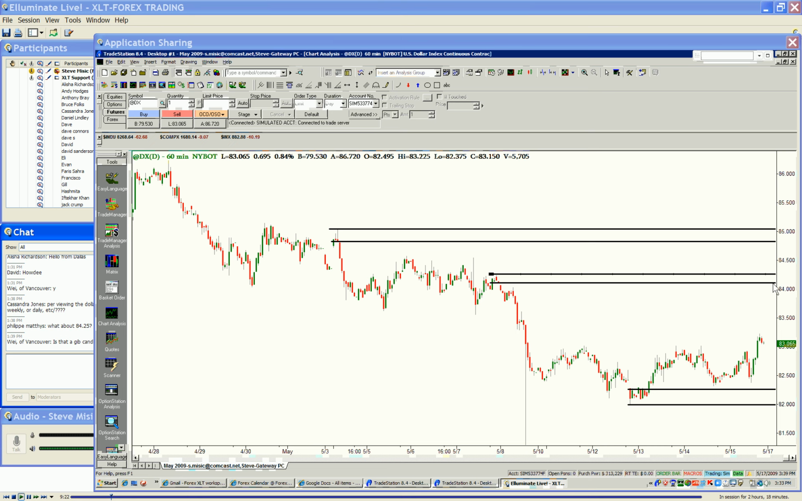Cassandra is saying, per viewing the dollar index, which time frame do you put more value in, weekly or daily? Cassandra, the weekly charts, of course, is the highest time frame that I usually watch for where the trends are.